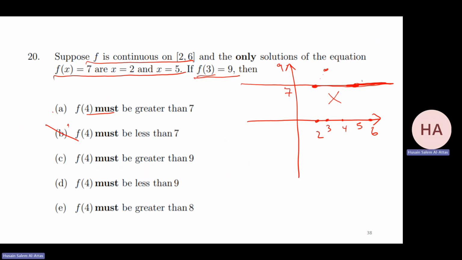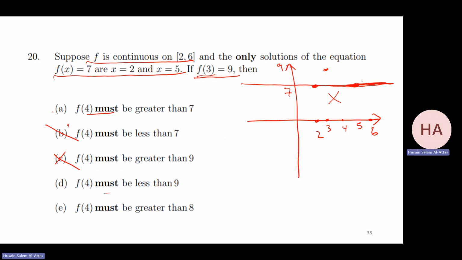Now, f of 4 must be greater than 9? This is wrong if I do it like this. For sure it can be less than 9, so this is wrong. Now, f of 4 must be less than 9? No, I can't make it more than 9. Up to 3 it will go up, then go down. So f of 4 is greater than 9.